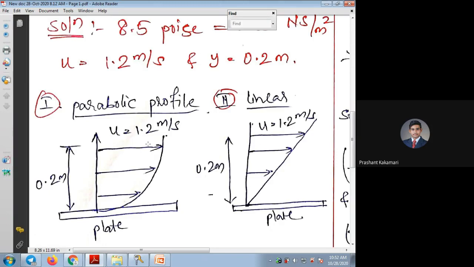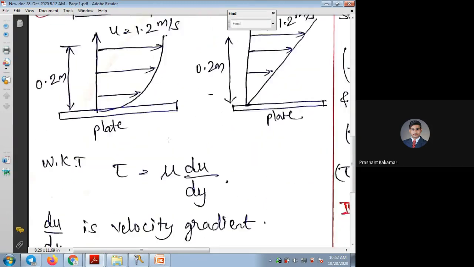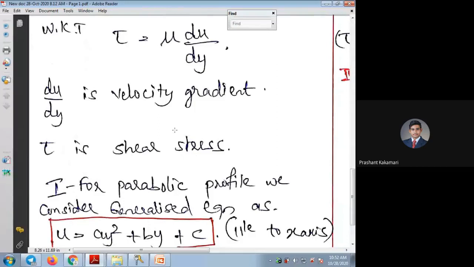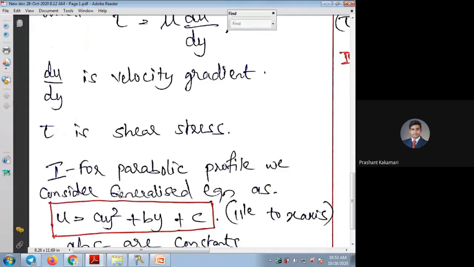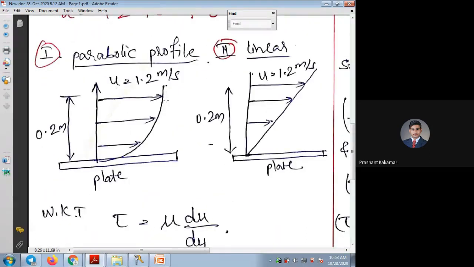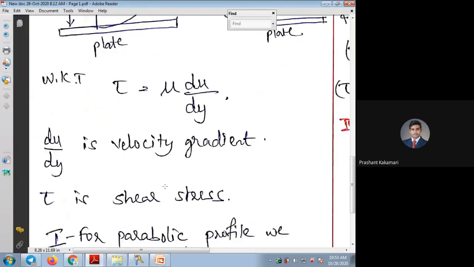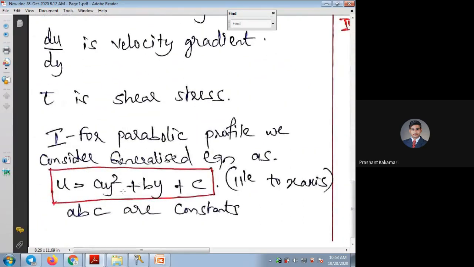Okay. So now coming to Newton's law of viscosity, I have told you, you can use this equation. Now coming to the parabolic profile, the generalized equation you can consider for velocity, or the equation of parabola in this profile, which can be taken as parallel to plate, can be written as a into y square. A is a constant. A, B, C are the constants here. You can write it as a y square plus b y plus c. Or in many cases, the equation will be given in the problem itself.